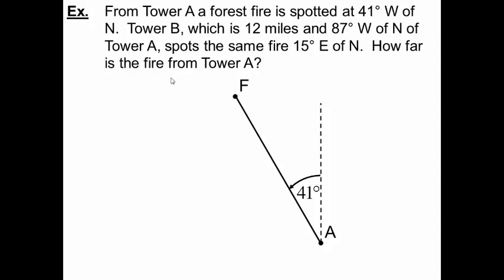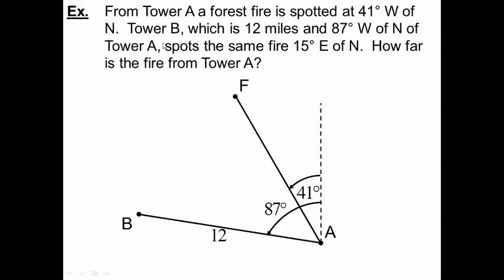Now we also have Tower B, which is 12 miles and 87 degrees west of north of Tower A. So it's 12 miles away, but it's not on a due east-west line. It's 87 degrees west of north. So again, Tower B is going to be slightly to the north of Tower A. So let's move it up a little bit, and we can draw in our 87-degree angle.